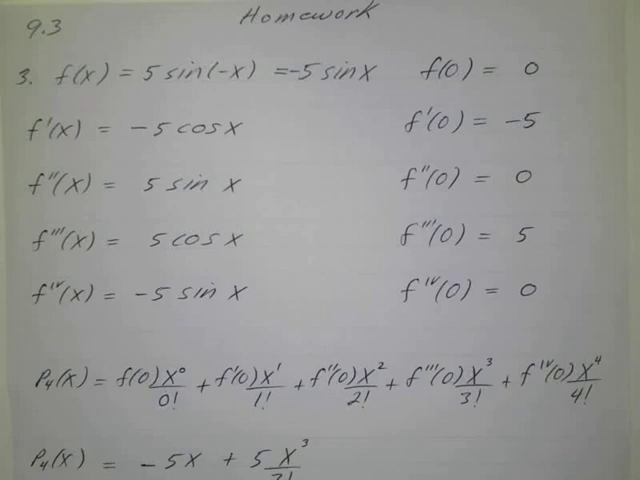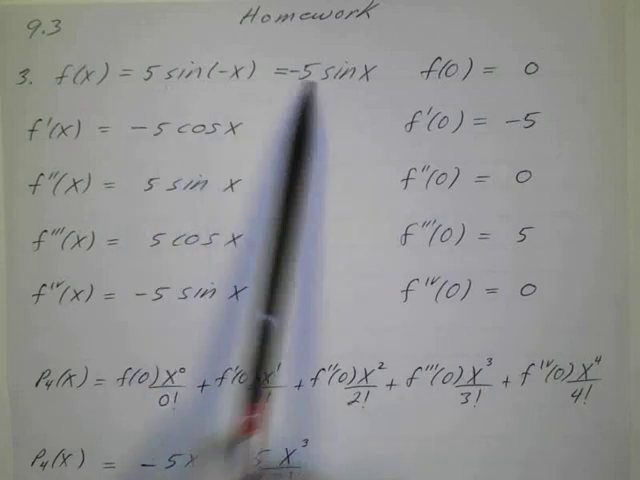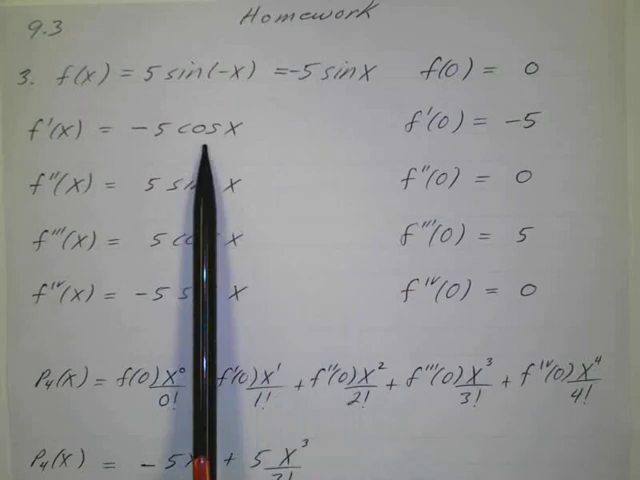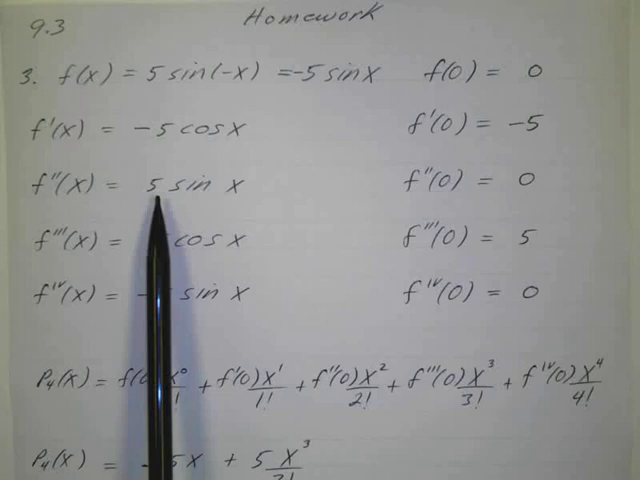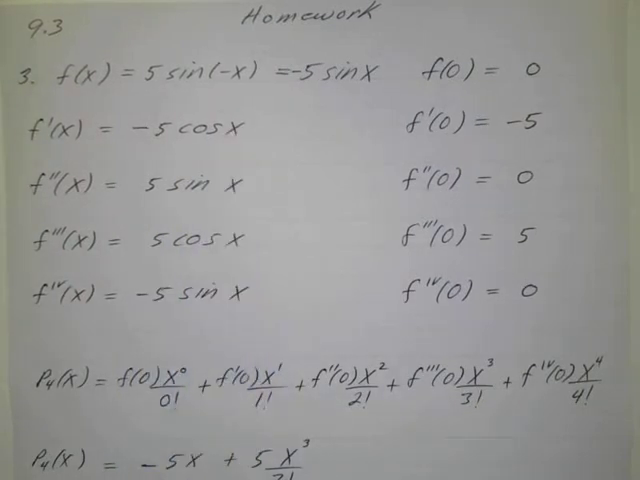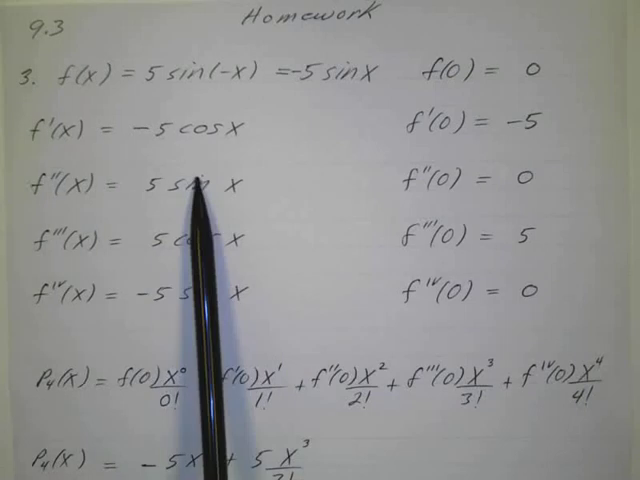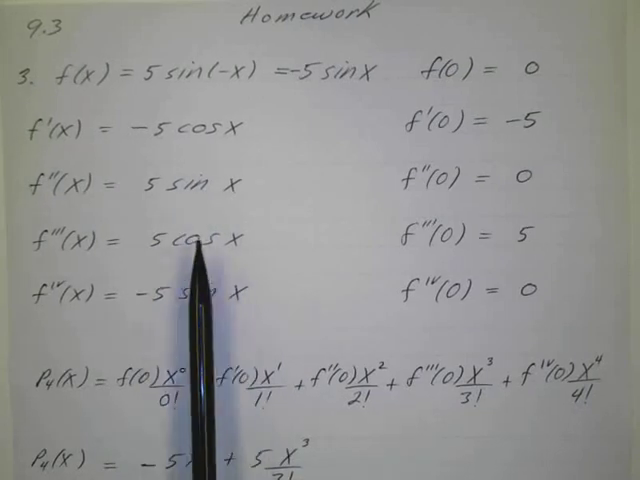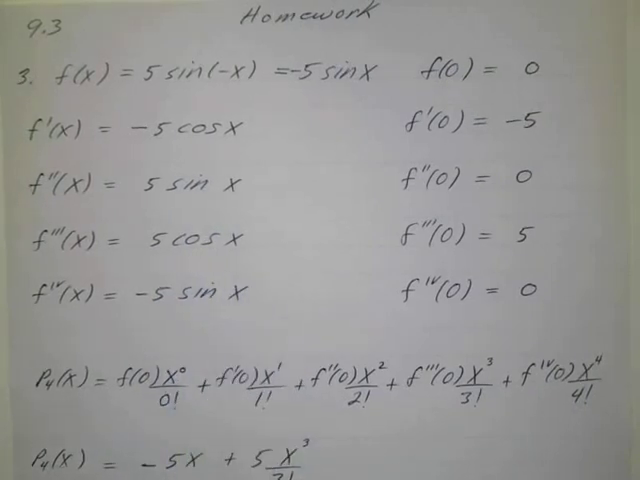I took my 4 derivatives. I start with a minus 5, and the derivative of sine is cosine. The derivative of cosine is negative sine, so that negative times the negative x is positive, and the 5 just stays out in front because there's nothing inside. There's no function, it's just a straight x. The derivative of sine is cosine, and the derivative of cosine is negative sine. And there we go.